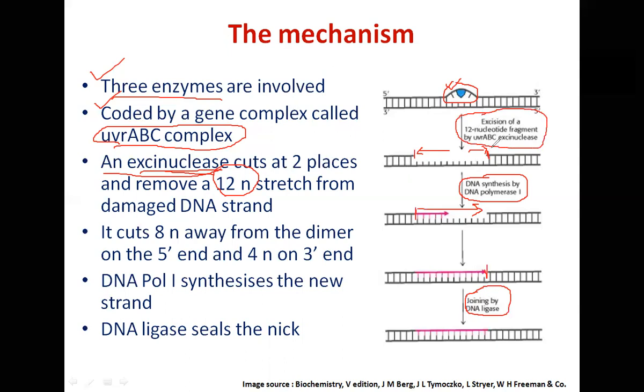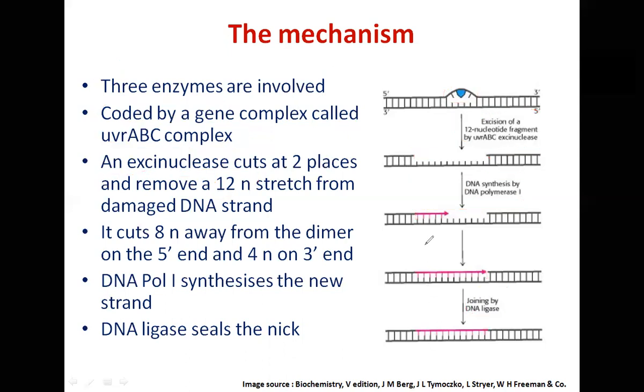This is a unique enzyme. It is responsible for making two cuts at the site of damage, precisely picking up a 12 nucleotide long stretch from the site of damage. The cuts are very specific, 8 nucleotides towards the 5' end from the site of damage and 4 nucleotides towards the 3' end from the site of damage. So a good mechanism is there to get rid of thymine dimers formed as a result of exposure to UV light.